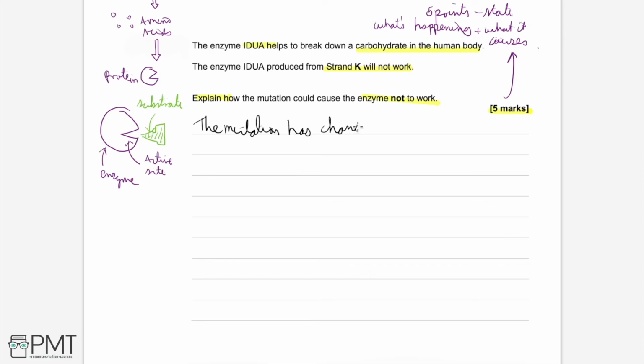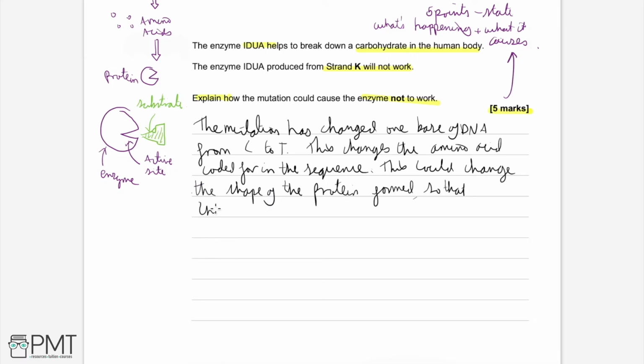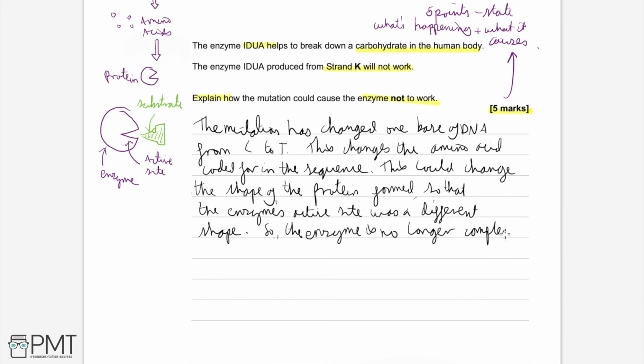Well, first of all, we need to describe the mutation that's happened. So the mutation has changed one base of DNA from C to T. This changes the amino acid coded for in the sequence. This could change the protein formed, so that the enzyme's active site was a different shape. So, the enzyme is no longer complementary to the substrate. Now, instead of saying substrate here, you could alternatively say carbohydrate. Now, this is sufficient for the full 5 marks. So, let's have a look at where those marking points were gained, with the red ticks shown here.